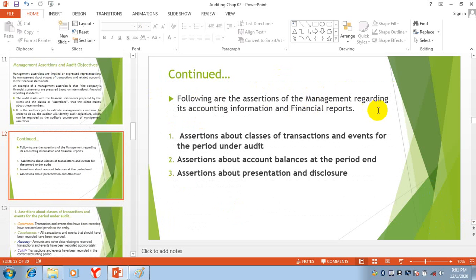Following are the assertions of management regarding its accounting information and financial report. There are different assertions of the management. Now you will understand about these. Assertions about classes of transactions and events for the period under audit. Assertions about account balances at the period end. Assertions about presentation and disclosure. Now we'll discuss these one by one.